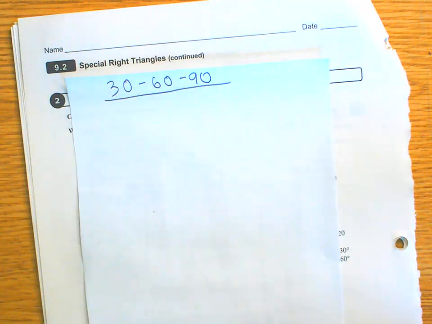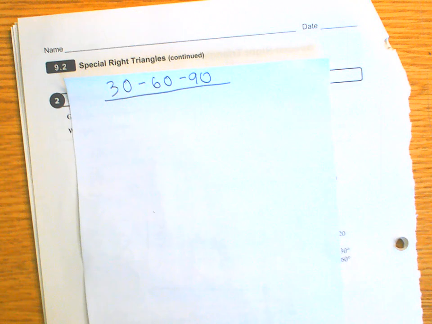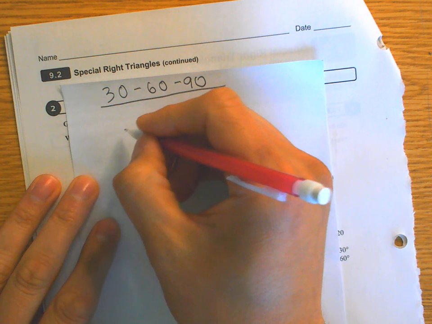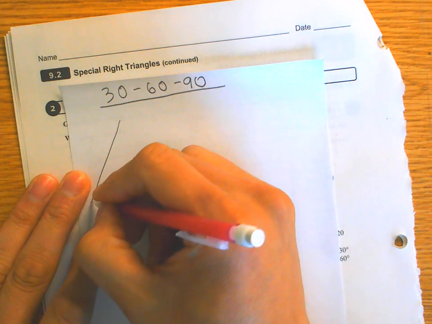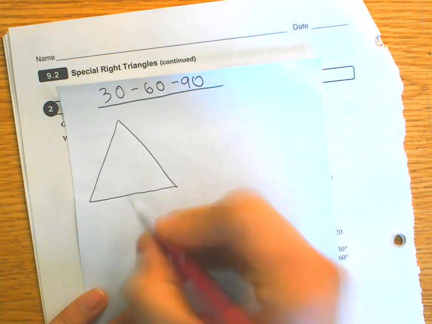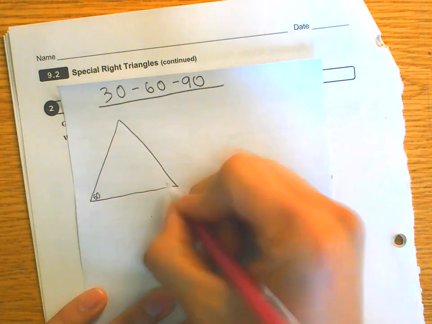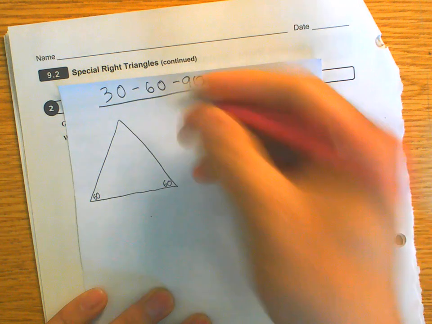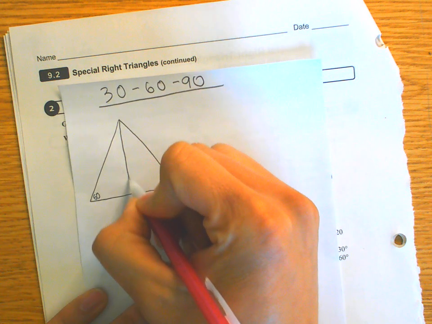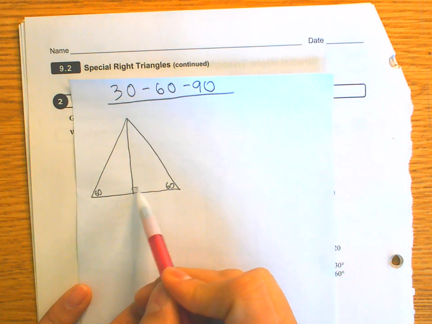So how do we get to a 30, 60, 90? Well, it's very simple actually. What you need to do is first draw an equilateral triangle. Remember, equilateral triangles and equiangular triangles are the same. When you do that, all the lengths are going to be the same, and every angle here is going to be 60 degrees. So when you drop a perpendicular from the top vertex down to here, you're going to get a right angle.